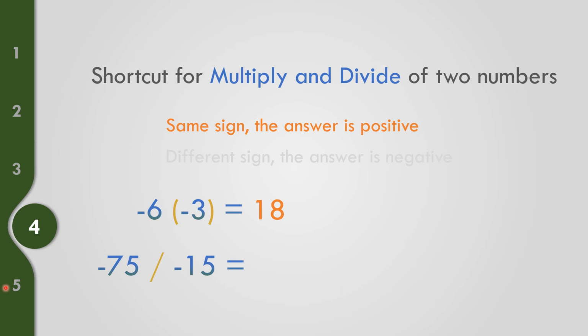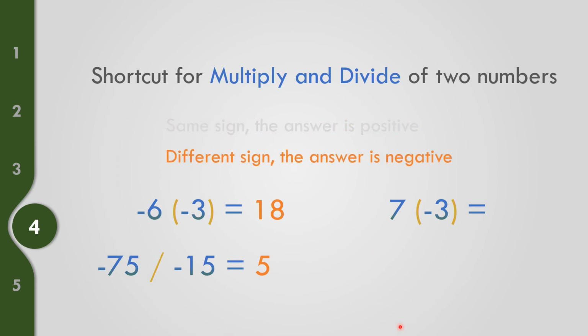Next, negative 75 divided by negative 15. So it means same sign. The answer is positive. So the answer is equal to positive 5. Third one, 7 times negative 3. 7 times negative 3 is different sign. So the answer is negative. So 7 times 3 is 21 and then the sign should be negative 21.